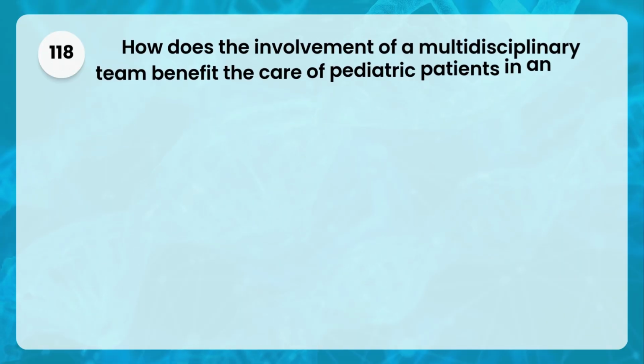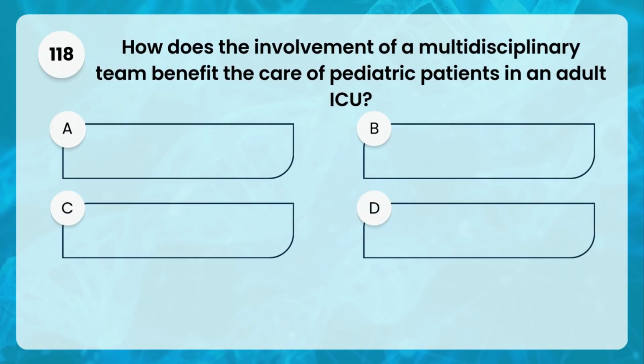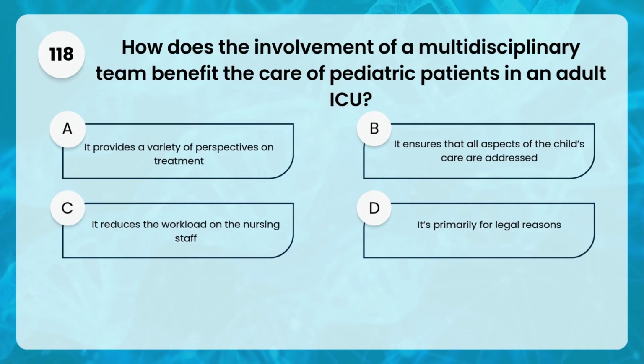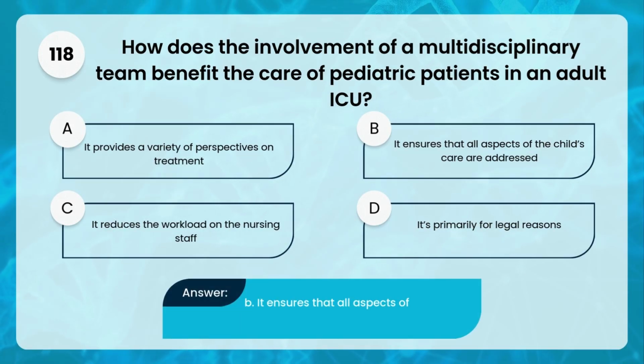118. How does the involvement of a multidisciplinary team benefit the care of pediatric patients in an adult ICU? A. It provides a variety of perspectives on treatment. B. It ensures that all aspects of the child's care are addressed. C. It reduces the workload on the nursing staff. And D. It is primarily for legal reasons. The answer is B. It ensures that all aspects of the child's care are addressed.